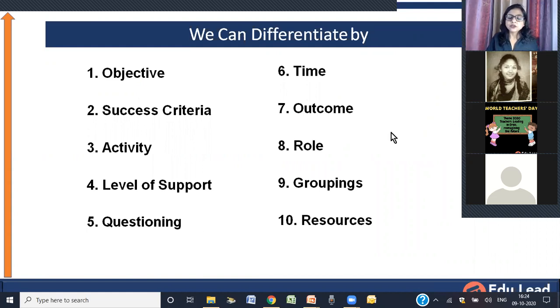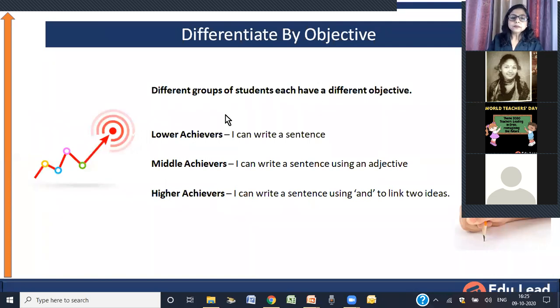Okay, so this is going to be a monologue for some time. You have to bear with me. I have to pass on this information. There are 10 different ways by which we can differentiate. We can differentiate by objective, by success criteria, by activity, by level of support, by questioning, by time, by outcome, by role, by groupings, and by resources. 10 different ways by which differentiation can be done. So let's see examples of each one of these.